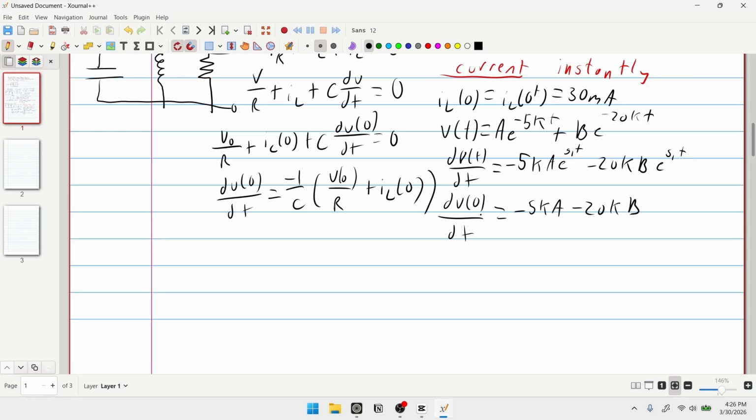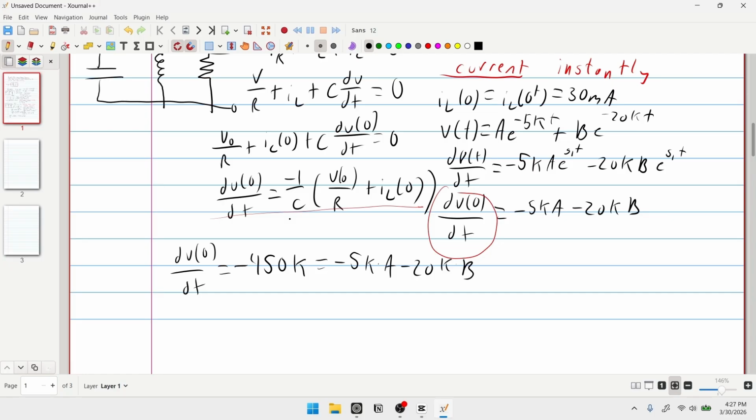Alright, and so we actually know our initial voltage here because of this, right? So if we plug in that, we get that dV0 dt equals negative 450,000. And so that also equals negative 5,000 times A minus 20,000 times B.